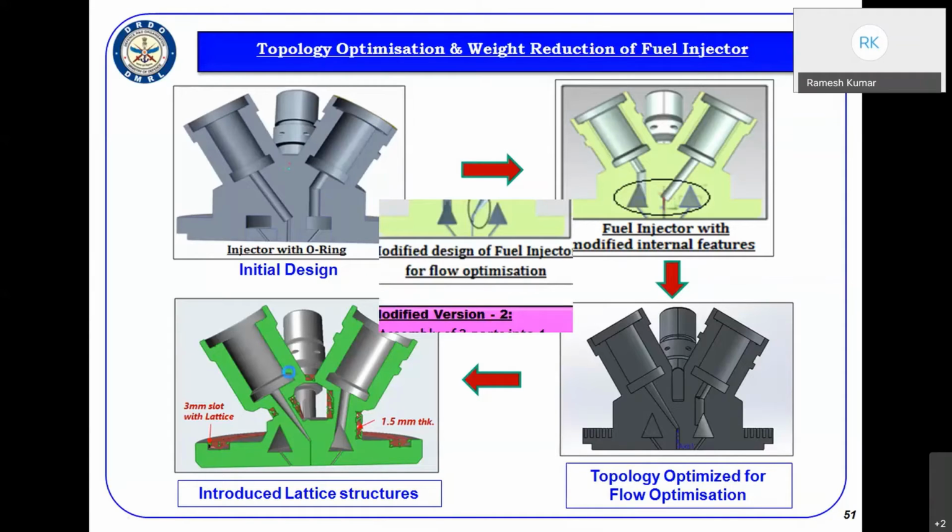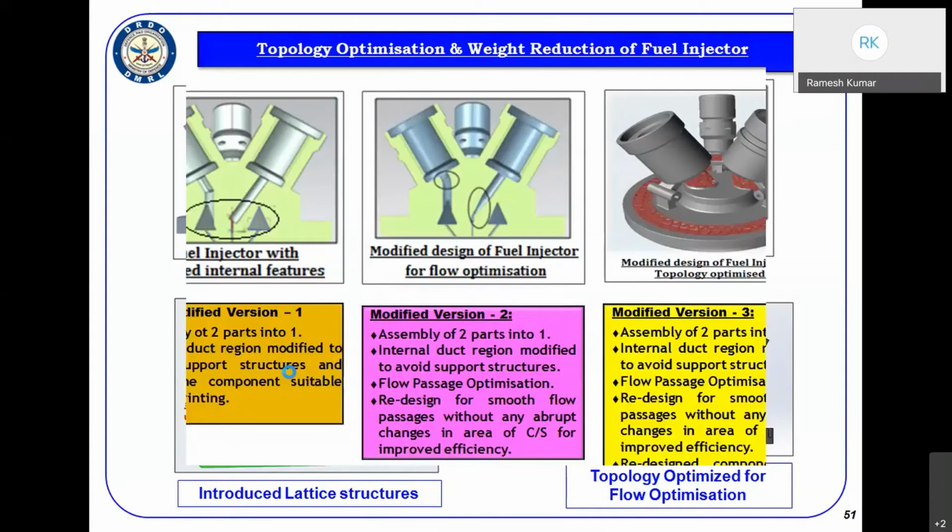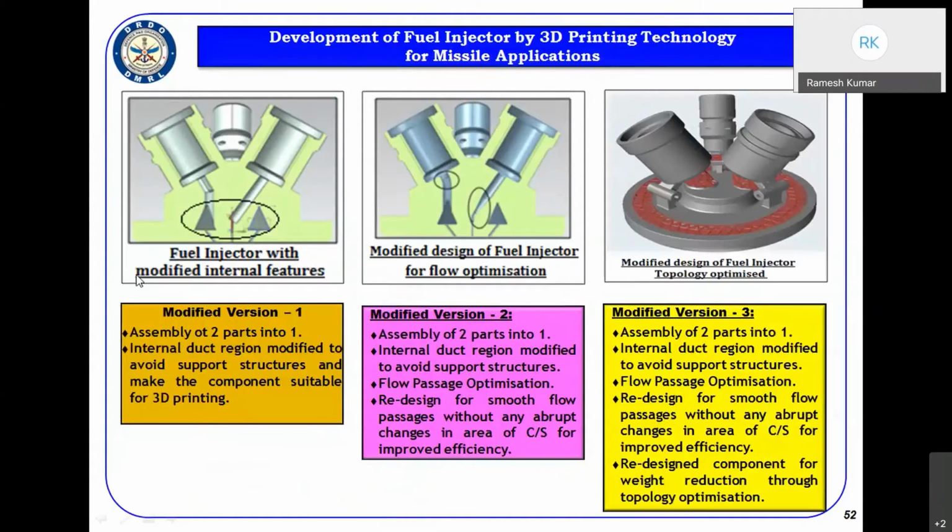This is the model we have made, a modified version. Assembly of two parts has been made into one. The region is modified to make it suitable for additive manufacturing. Then we went ahead with the modified version: assembly of two parts into one, inlet duct modified, flow passage optimized, redesigned for smooth flow of passage without any abrupt changes.